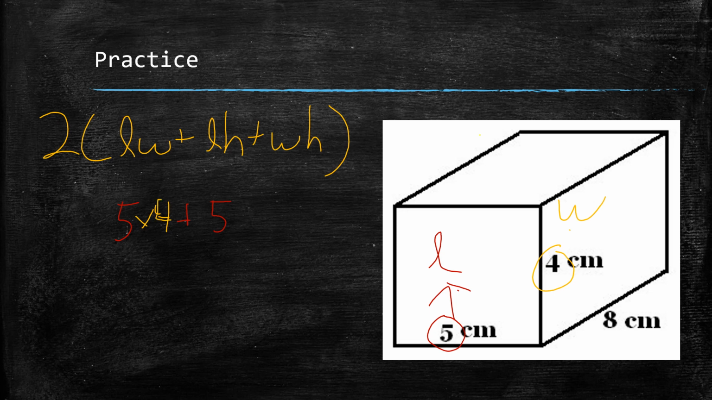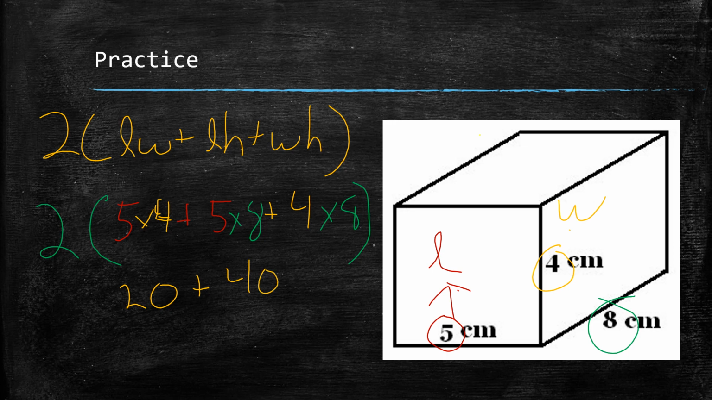Poorly drawn 4. And then you have a W over here, which is going to be 4 as well. And then you have 8 for the height, so this is going to be 5 times 8. And then your width times your height. So this is what you got. 5 times 4 equals 20. 5 times 8 is 40. 4 times 8 is 32.